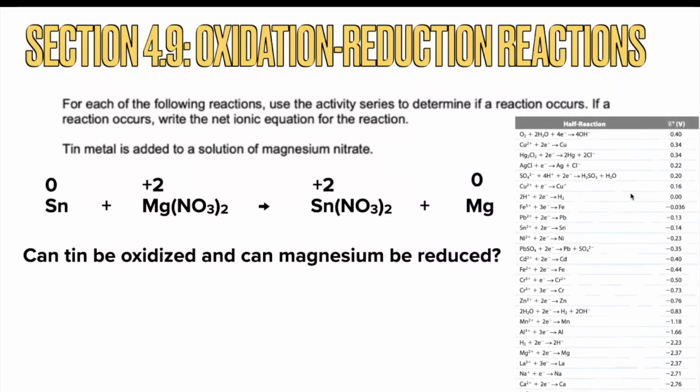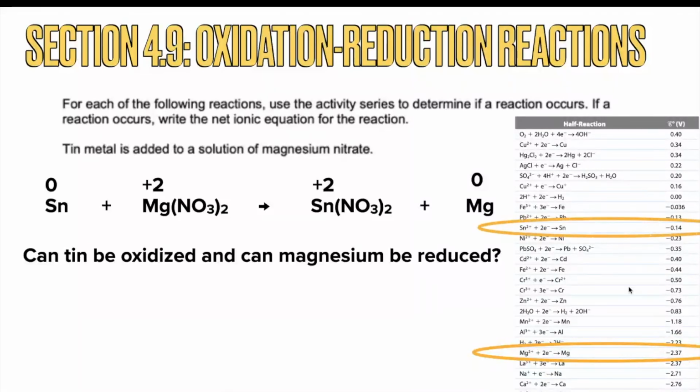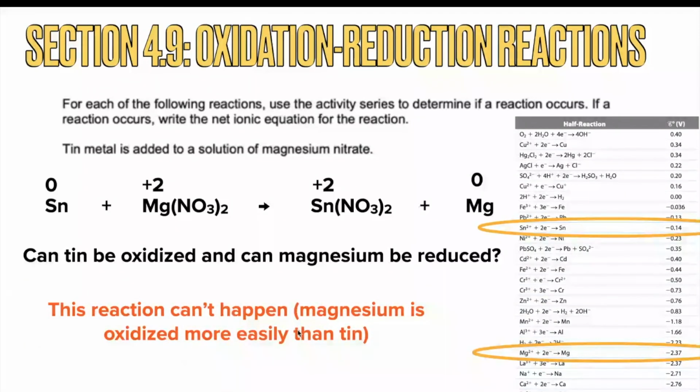Is this allowed? Well, we have to look at our list. So let's find magnesium and let's find tin. That's magnesium, negative 2.37. That's tin, and notice it's tin 2, negative 0.14. So remember, things up here are more easily oxidized. Things down there are more easily reduced. Magnesium should be the one that is being oxidized, and here it's being reduced. That means that this is not going to happen.